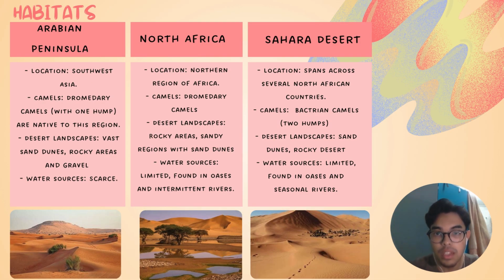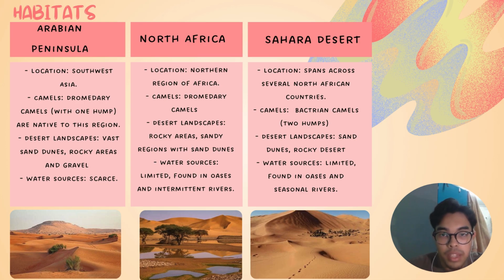Okay, I am Hasif. So I'm going to talk about habitats of the camel. I have provided three types of habitats. The first one is Arabian Peninsula, the second one is North Africa, and the last one is Sahara Desert. So let's go to the first one.